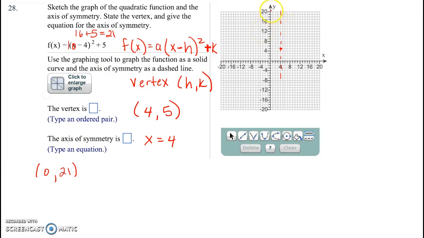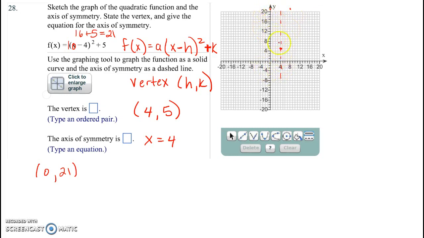That's just a tad off our graph, so it's about right there. And the cool thing about the axis of symmetry is you can reflect across. So 1, 2, 3, 4. Since that's 4 to the left, I know there's another point 4 to the right. 1, 2, 3, 4, about right there. Okay, somewhere in there.